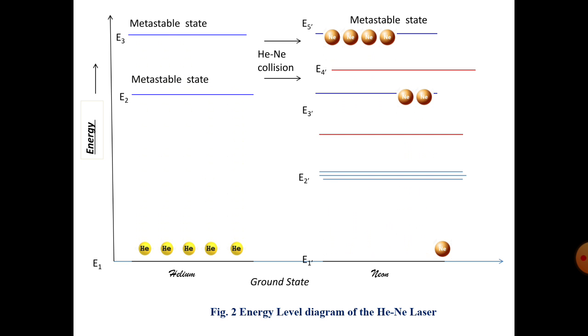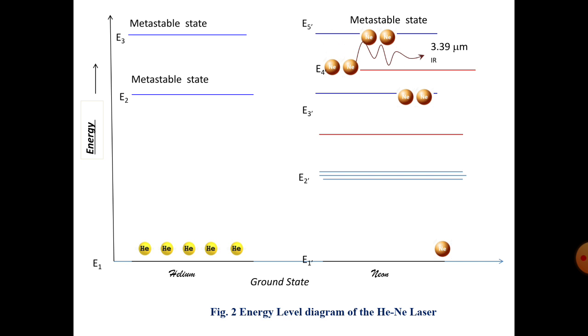The higher neon states E5 and E4 are the metastable states and have longer lifetime than E3. Therefore, a population inversion is achieved at the states E5, E4 and E3. When an excited neon atom passes from metastable state E5 and E4 to the state E3, it emits a photon.